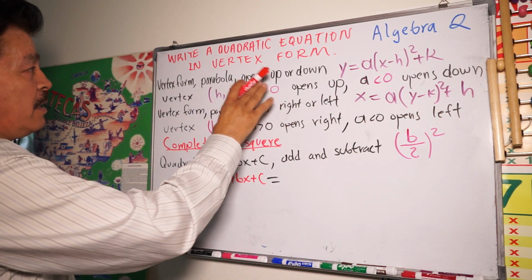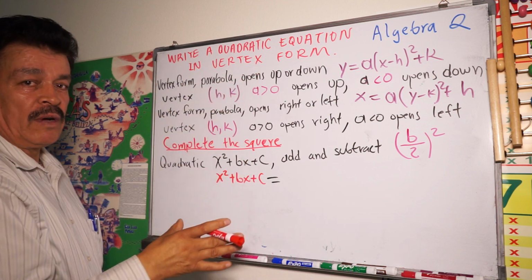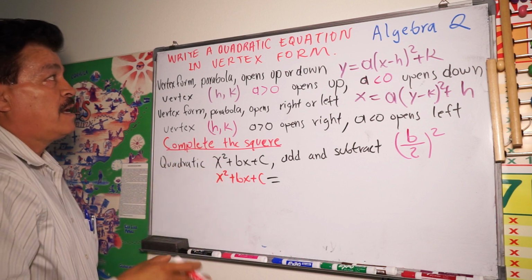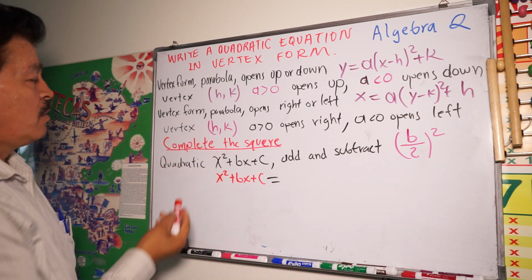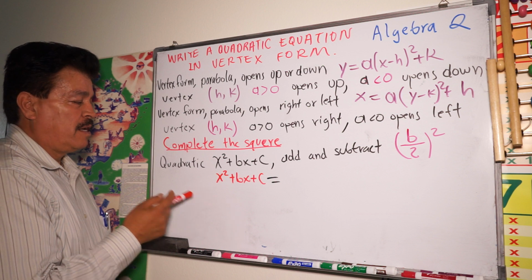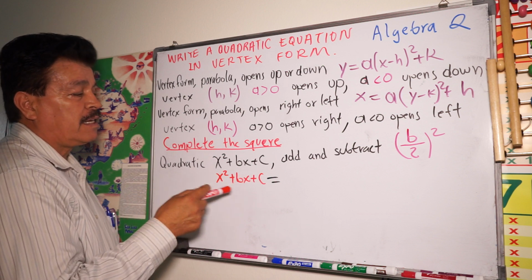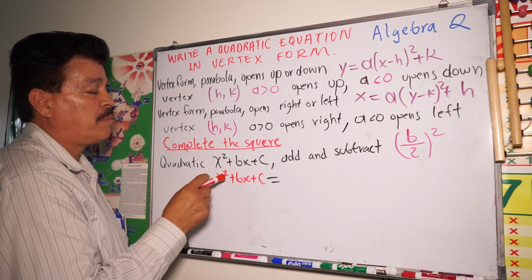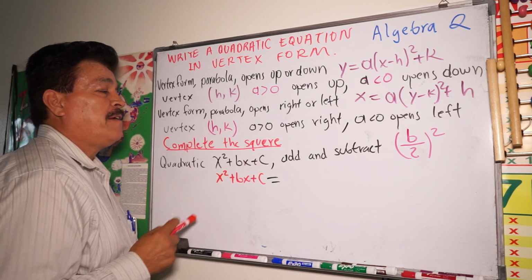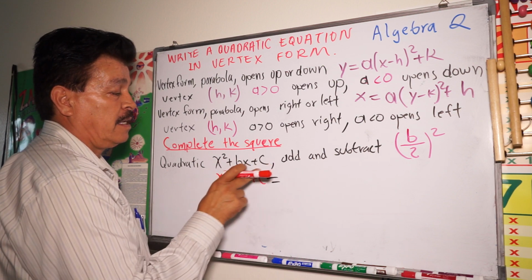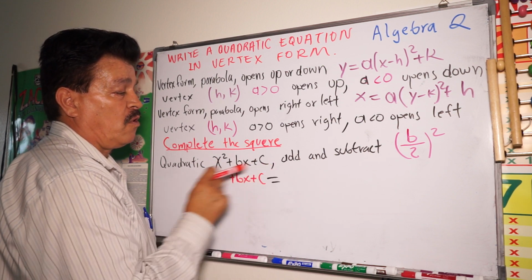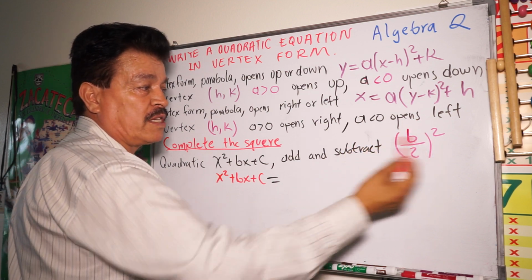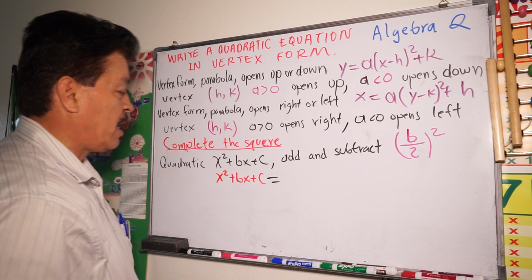This is the one concept, and the second one that we need to know before we solve or write the quadratic equation in vertex form. We have to know how to complete the square. We have the quadratic equation in this form: x to the second power plus bx plus c. In this form, you have to add and subtract b divided by 2 to the second power.